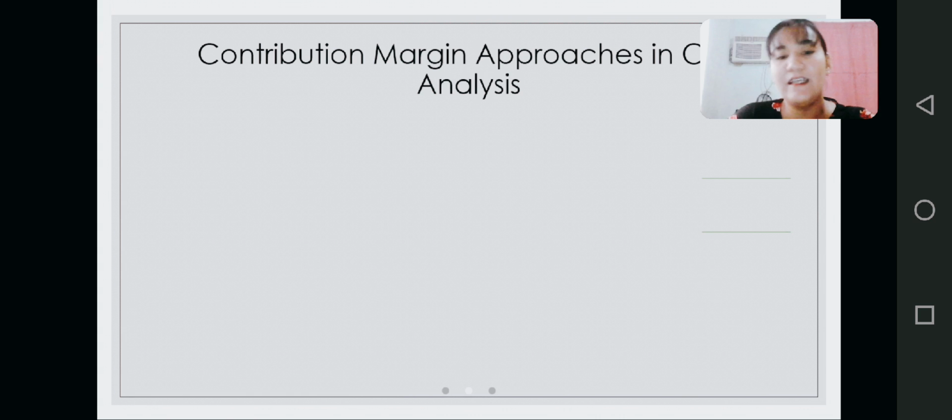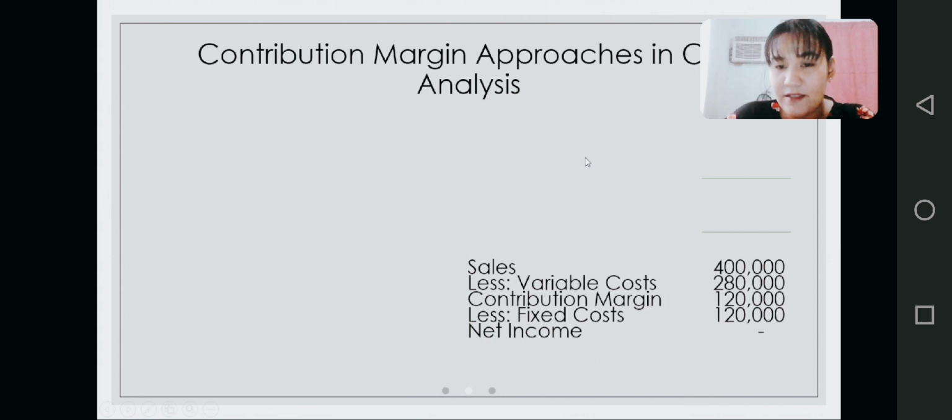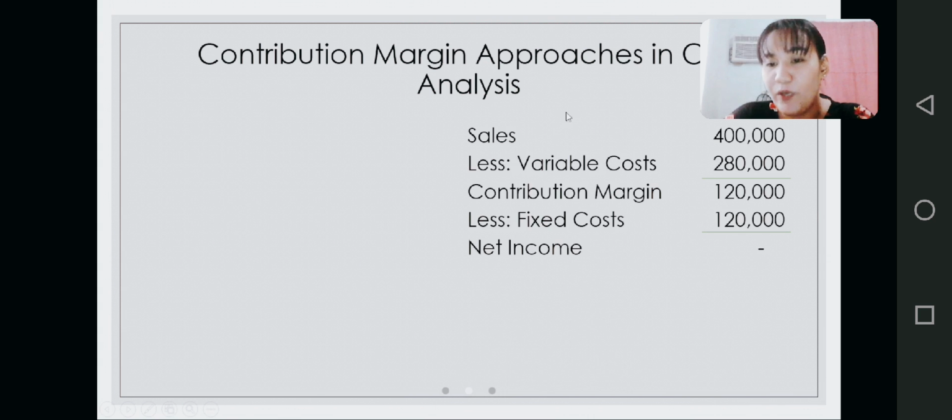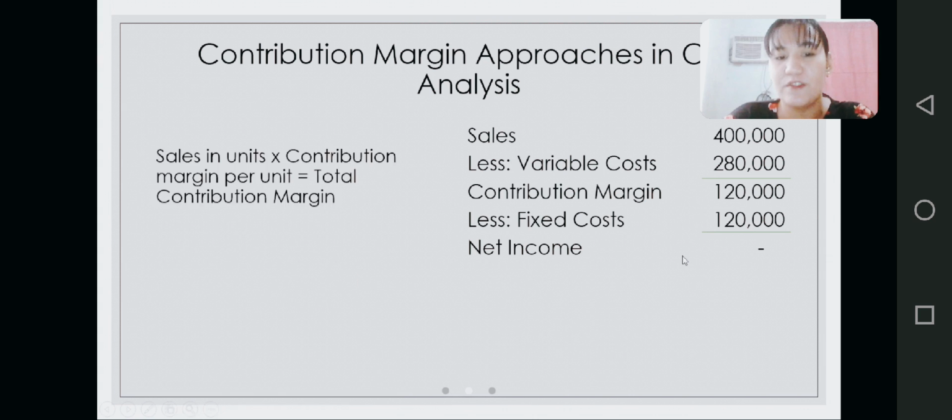So let's dig deeper about CVP analysis using contribution margin approaches in CVP analysis. Look at this equation. This is an example of a break-even point. Why? Because there is no profit and there is no loss. Walang lugi, nabawi lang talaga lahat. So as you can see, the sales less the variable cost is equal to contribution margin. That is able to cover all the fixed costs. So there is no profit and there is no loss.